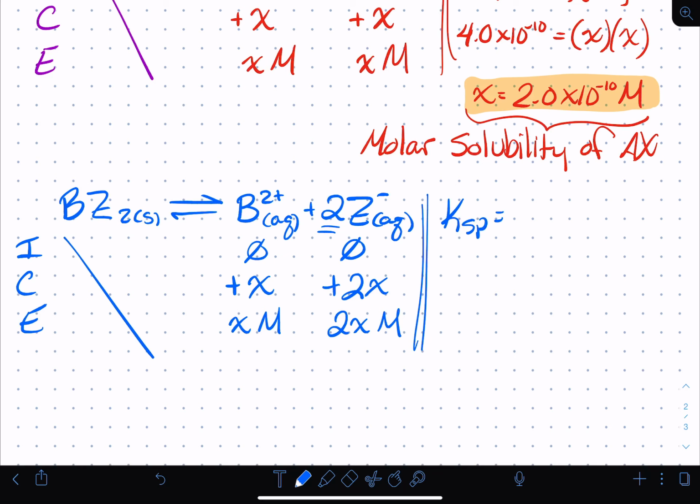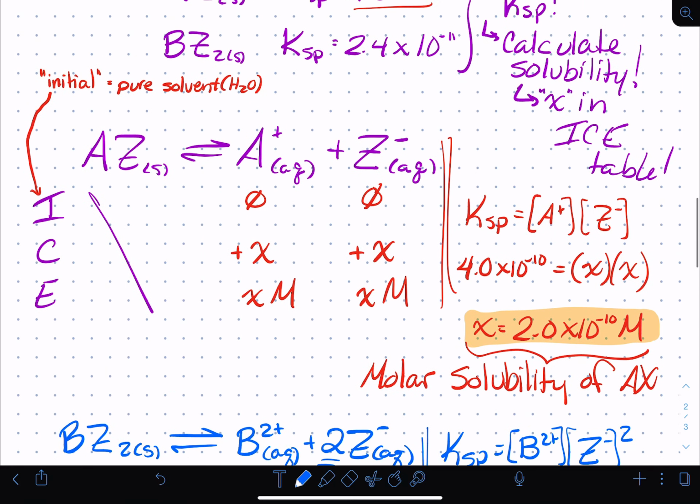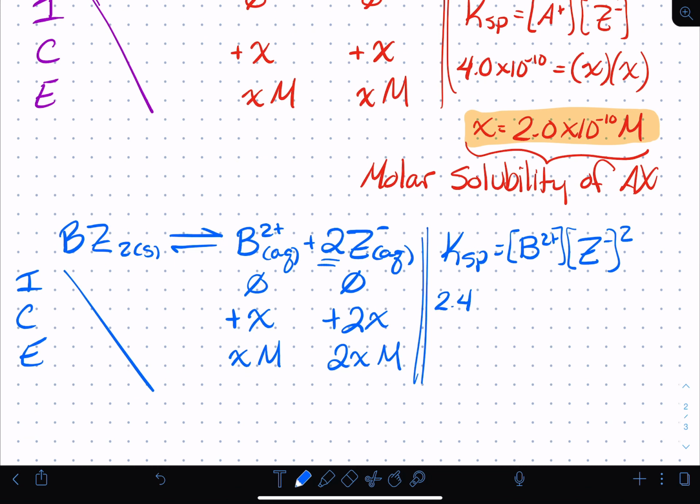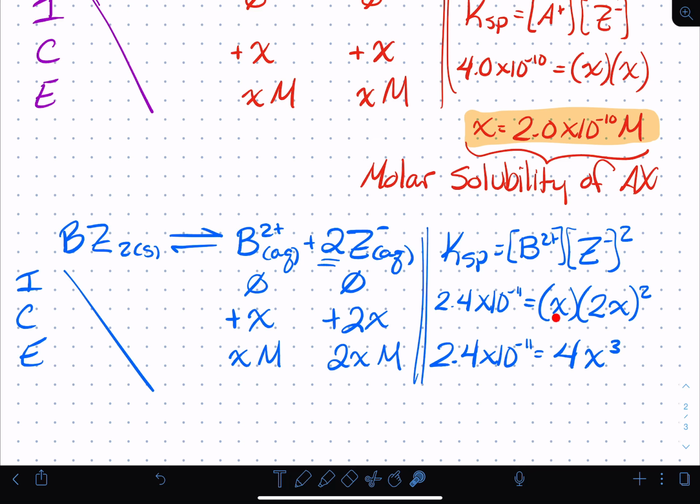Whew. So now writing the equilibrium expression, KSP is going to be equal to the concentration of B ions times the concentration of Z squared, because of that coefficient of 2 again. So now we can plug in everything we know. The value we were given for KSP is 2.4 times 10 to the minus 11th. From our ice table, the concentration of B is X, the concentration of Z is 2X, and that gets squared. So if we simplify this, this becomes 4x cubed. Remember that we are squaring both the 2 and the x here, so this portion becomes 2x squared, and then we're multiplying by x again to get us to a grand total of 4x cubed.